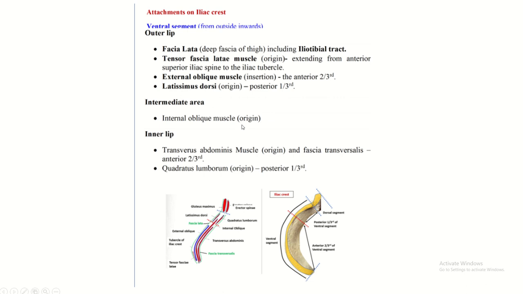The attachments of the iliac crest: there is a ventral segment from outside to inward. It is divided into the outer lip, where the attachment is fascia lata, including the iliotibial tract and tensor fascia lata, extending from the anterior superior iliac spine to the pubic tubercle, and external oblique abdominis muscle insertion from the anterior 2/3, latissimus dorsi, posterior 1/3. The intermediate area is the origin of internal oblique abdominis muscle. The inner lip gives origin to transversus abdominis muscle and quadratus lumborum.